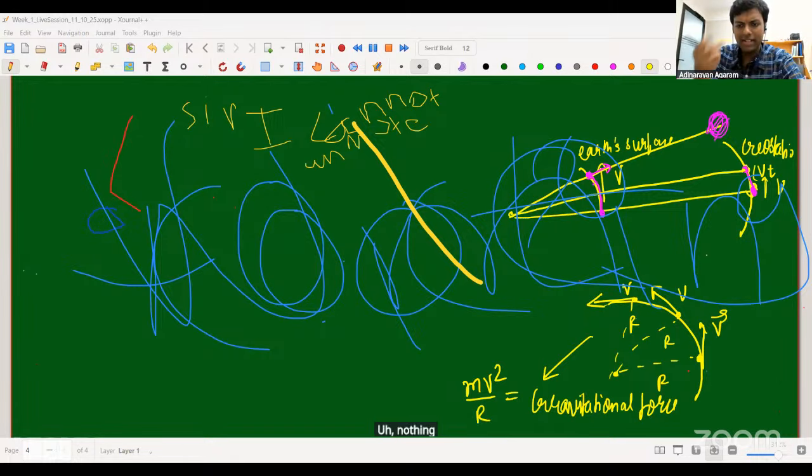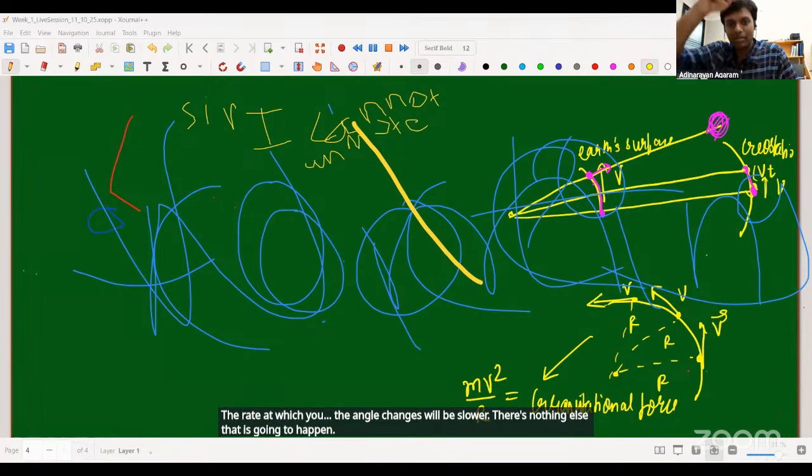Nothing will happen. It'll fly at its own orbital period. That's all. The rate at which the angle changes will be different. That's all. There's nothing else that is going to happen at the same orbit.